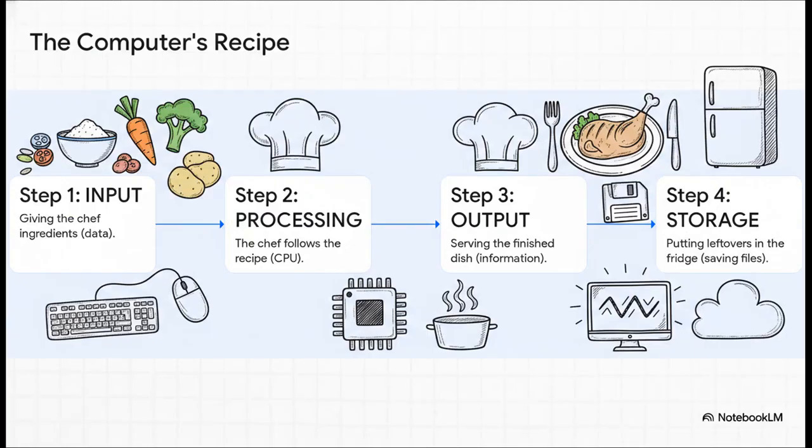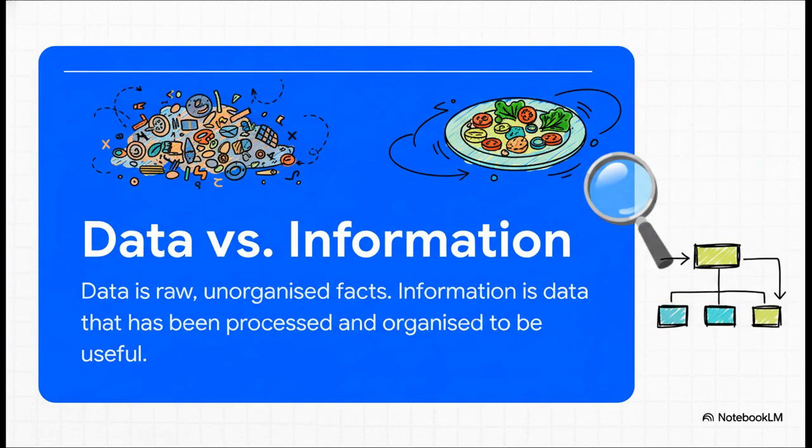All right, let's walk through it. Input is you, giving the chef the ingredients. That's the data you type in with your keyboard or click with your mouse. Then processing. That's the chef, the CPU, actually doing the cooking, following the recipe. Output is that delicious final dish served up on a plate. That's the information you see on your screen. And storage, well, that's just putting the leftovers in the fridge to enjoy later, which is exactly like saving a file. Simple, right? Now, this brings up a really, really important distinction: the difference between data and information.